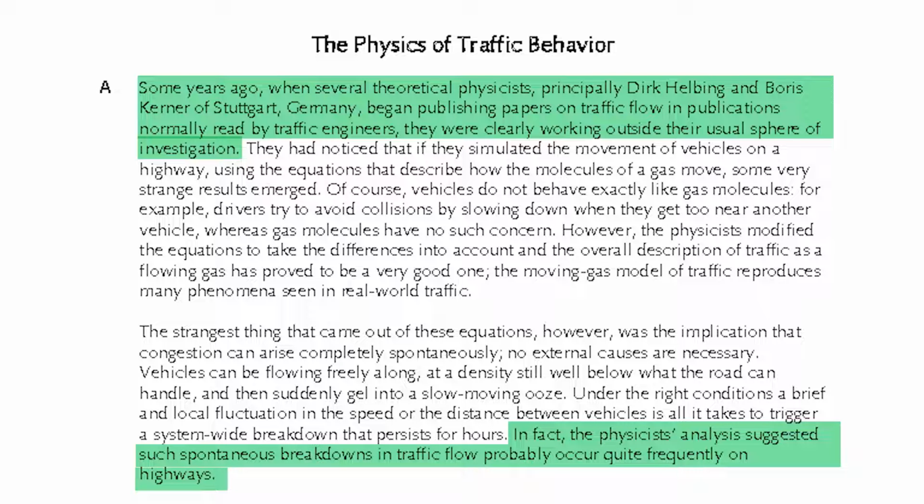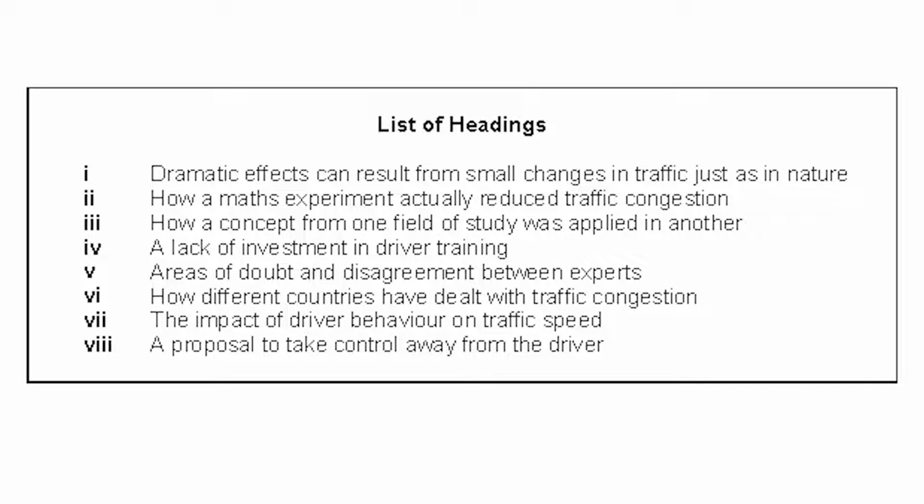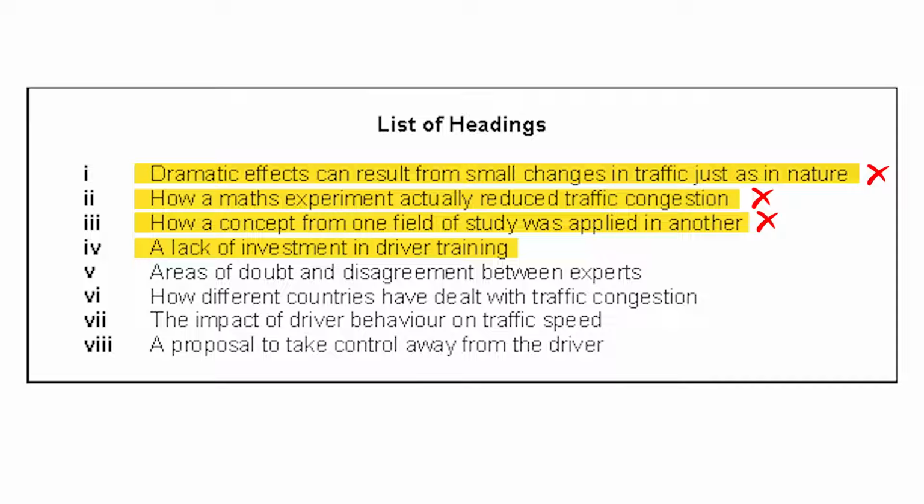Now let's go to the headings to see if this paragraph matches anything. Number 1, dramatic effects can result from small changes in traffic just as in nature. Number 2, how a maths experiment actually reduced traffic congestion. Number 3, how a concept from one field of study was applied in another. And number 4, a lack of investment in driver training. 5. Areas of doubt and disagreement between experts.